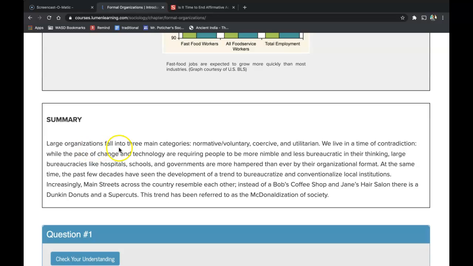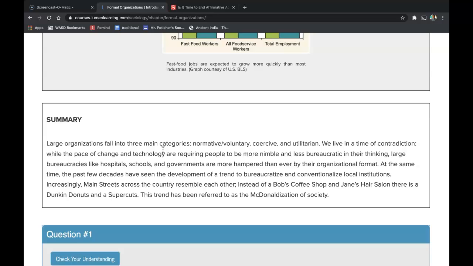And although large organizations fall into 3 main categories, normative, coercive, and utilitarian, we live in a time of contradiction. While the pace of change and technology are requiring people to be more nimble and less bureaucratic in their thinking, large bureaucracies like hospitals, schools, and governments are more hampered than ever by their organizational format.